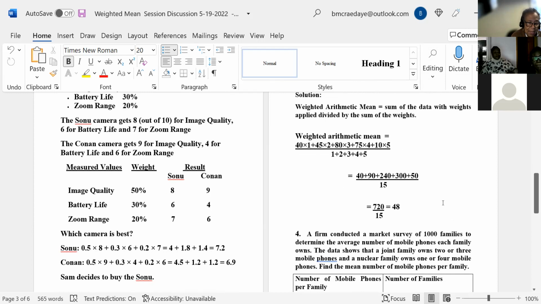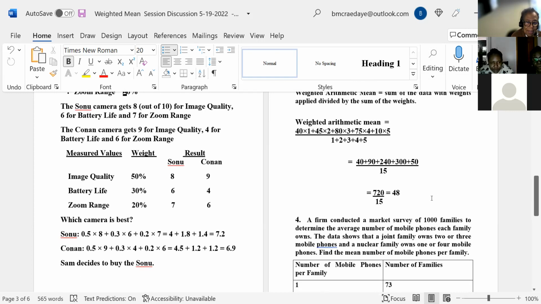Okay, let's just take another one. Now, this is a survey. They took a survey of 1,000 families. They determine the average number of mobile phones each family owns. Now, a joint family owns 2 or 3 mobile phones. A nuclear family owns 1 or 4. The difference in joint and nuclear family: a nuclear family is like a husband, wife, and children. A joint family is like an extended family, with other people.